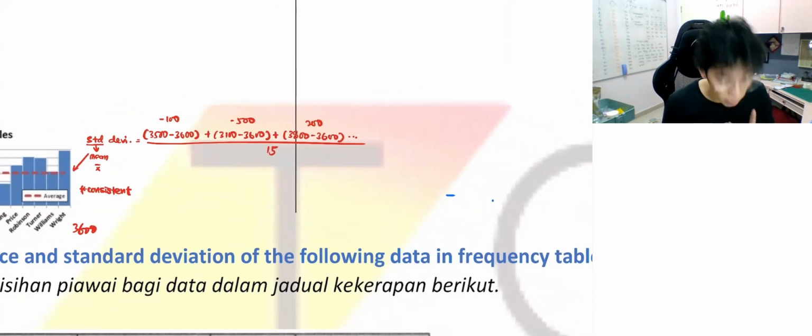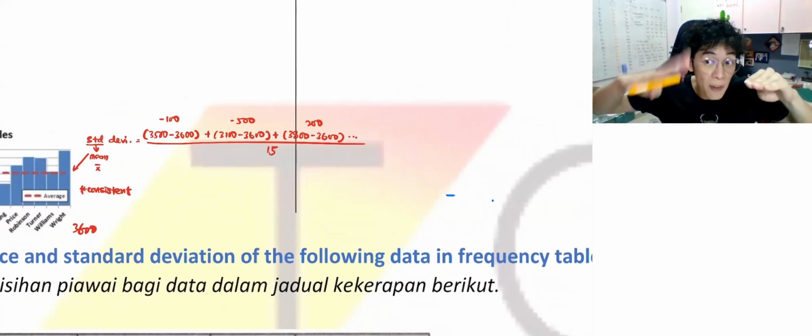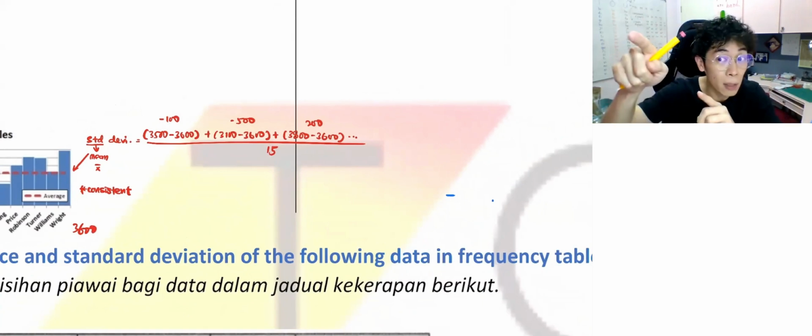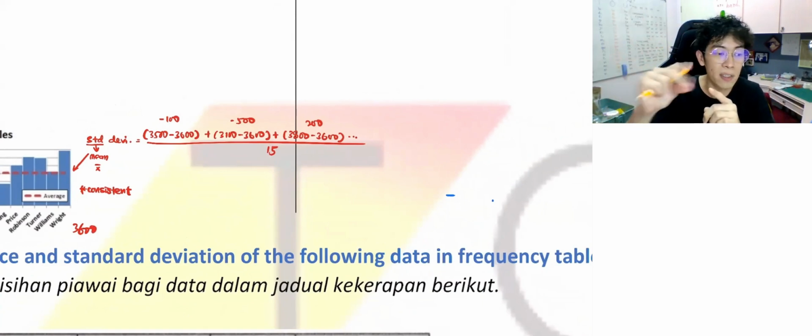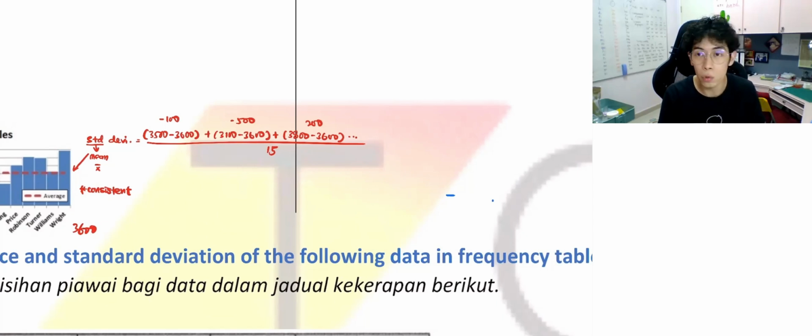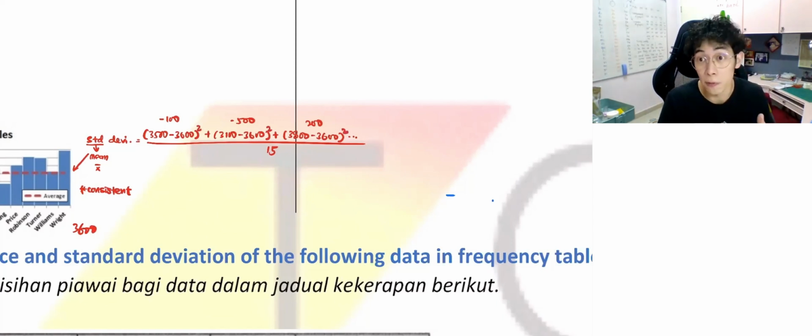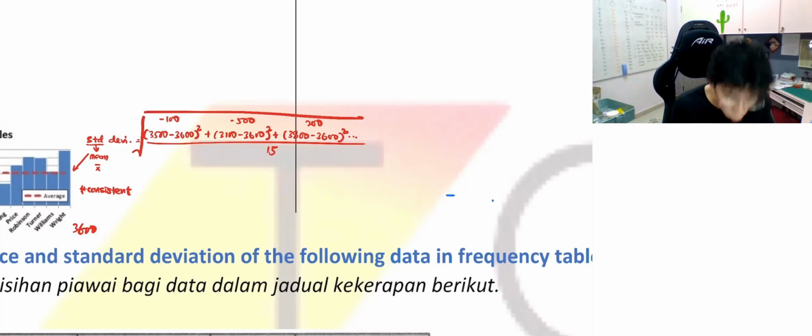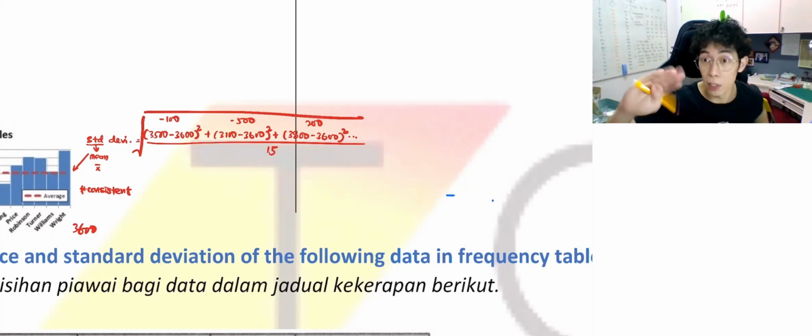But the problem is, because there is a negative there, it will affect the total values, right? So I remember I said, what are we going to do? Start with the S sign. In order to get rid of the negative, what do we have to do? No, we square first. We square every single data there so that it becomes positive. And then we divide by 15, get the average spread out deviation, and then we square root it so that it goes back to the original deviation, and we will get the standard deviation.